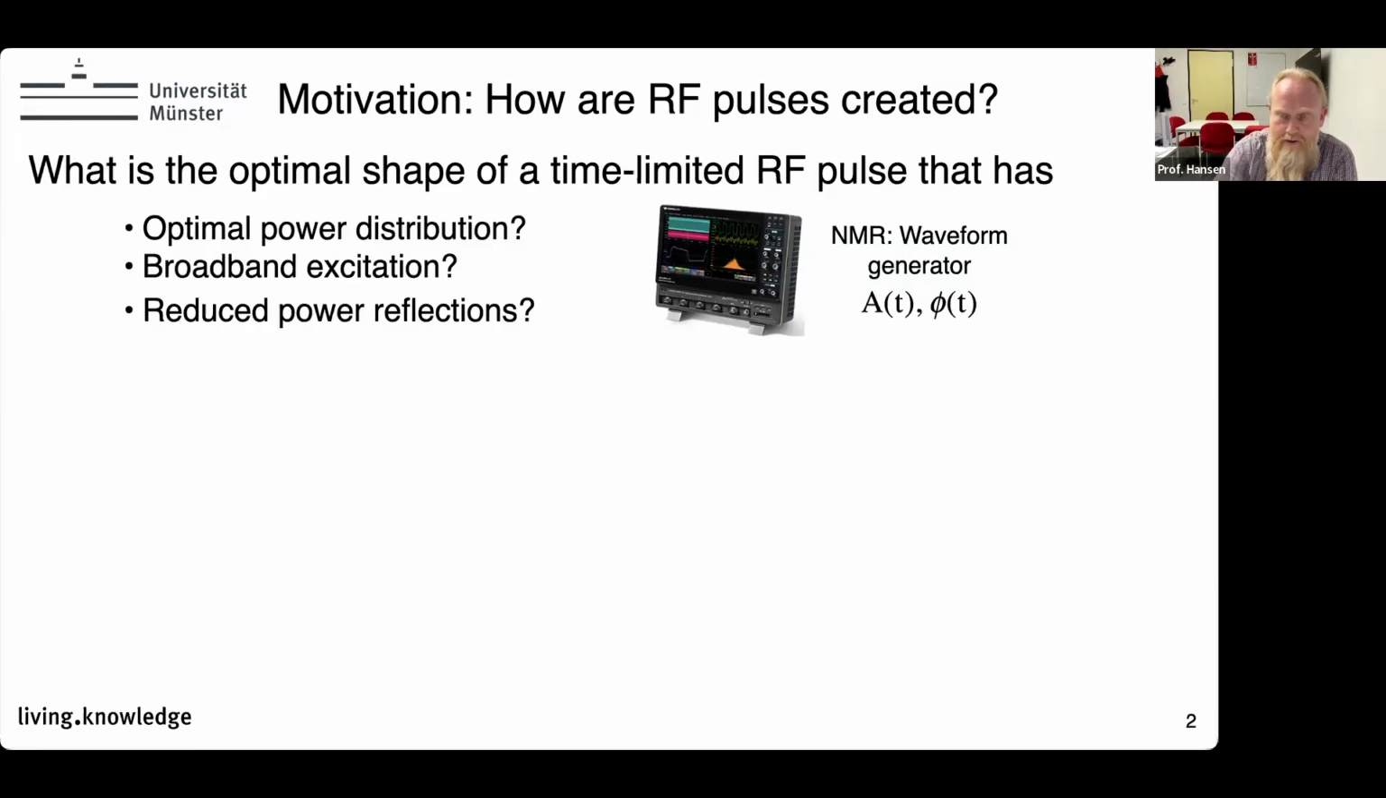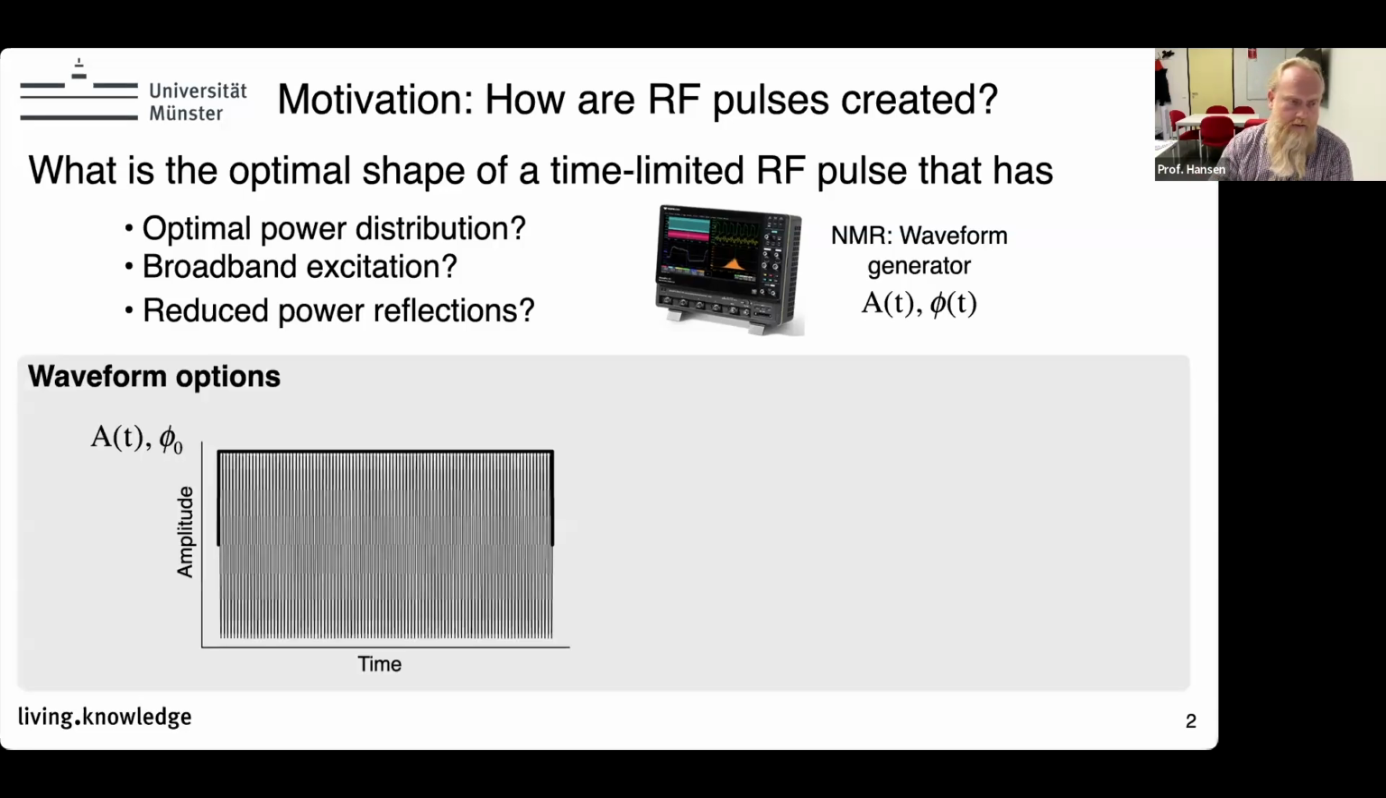On the spectrometer, the pulses are generated using a waveform generator. That means that you have a time-dependent amplitude and a time-dependent phase. In the most simple case, of course, the amplitude is just at 100% and the phase is just constant. That would be a square pulse, like for instance shown here.